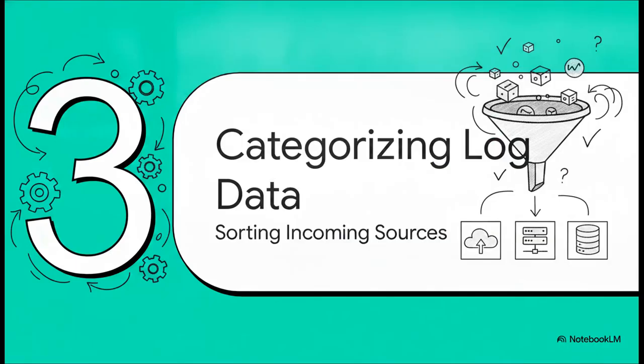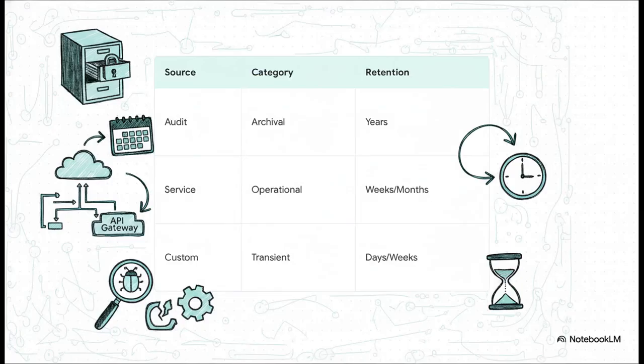Which brings us to Section 3, categorizing log data, sorting incoming sources. Let's be honest, not all logs are created equal. You might have audit logs tracking crucial security events. These fall under archival data and usually need to be retained for years for compliance reasons. Then you've got your service logs, like API gateway or VCN flow logs. This is operational data that you might keep for maybe a few weeks or months to track current network behavior. And finally, custom logs for app diagnostics are often just transient data. You might only need these for a couple of days to troubleshoot a live, active bug. Mapping your sources to these categories instantly tells you exactly what retention lifespan you should apply.